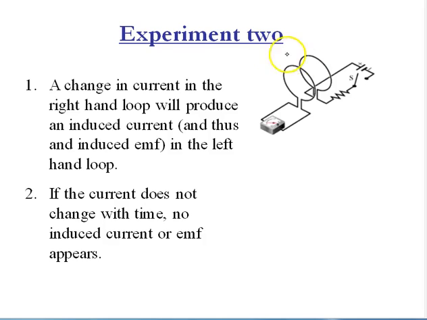The second experiment says a change in current in this right-hand loop will produce an induced current and thus an induced EMF in this left-hand loop. If the current doesn't change with time, no induced current or EMF. So if we did this with a battery, we could close the switch. There'd be no current in this loop. As soon as we close the switch, we're going to get a current induced in the loop. Let's say we have the current induced in this direction.